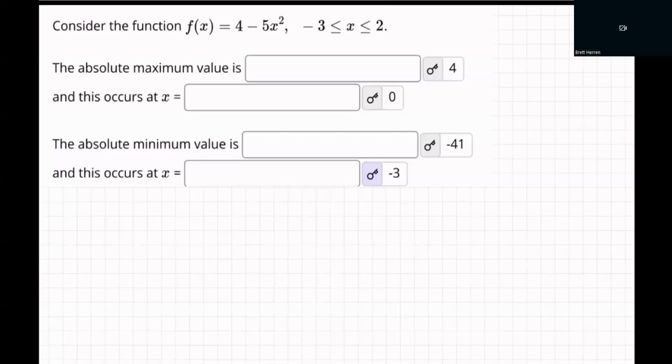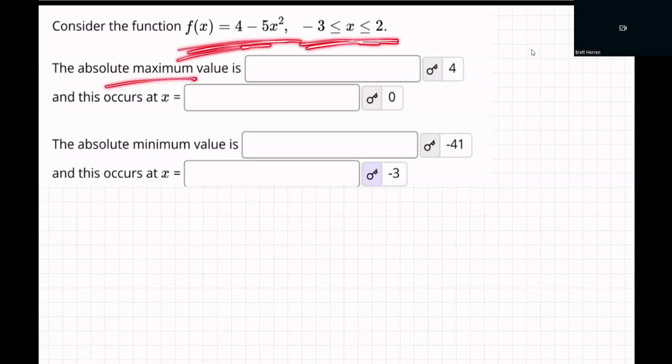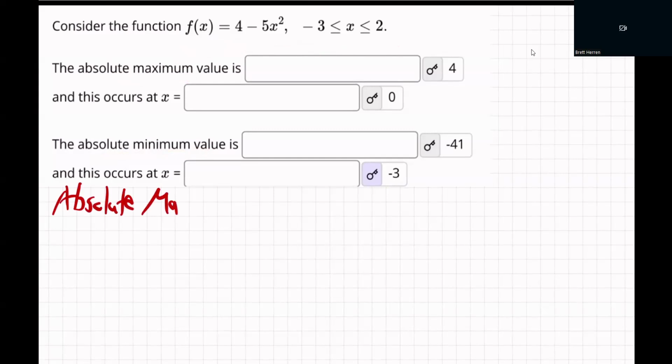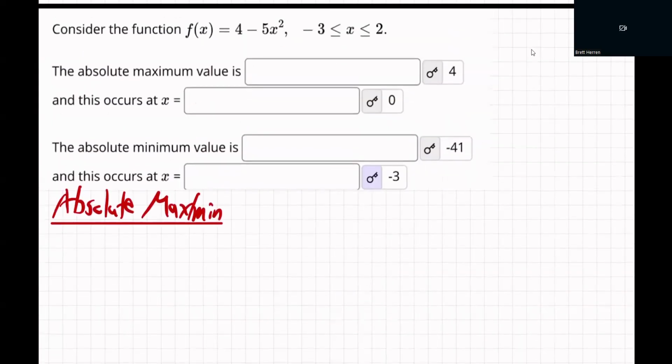This question has a function up here and an interval, and they want us to find the absolute max, absolute min. Okay, so how do we find absolute maxes and mins? What do we do? Well, basically, step one, take the derivative. Let's write it. Step one, f prime of x, and you set it equal to 0.